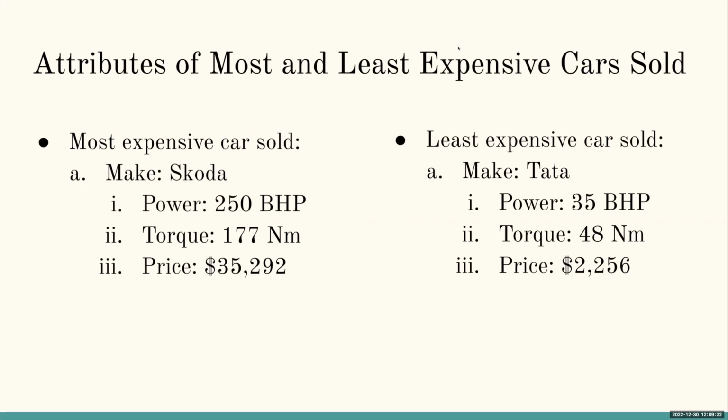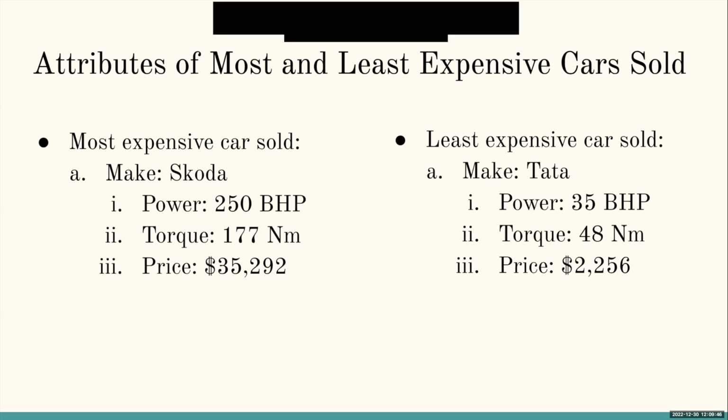This is comparing the most expensive car to the least expensive car. So for power on the most expensive side, we've got 250 bhp, and torque is 177 Nm, and it's about $35,000. While on the extreme low end, we've got 35 bhp and 48 torque, and it's only about $2,000. So yeah. Now moving on to the takeaways.